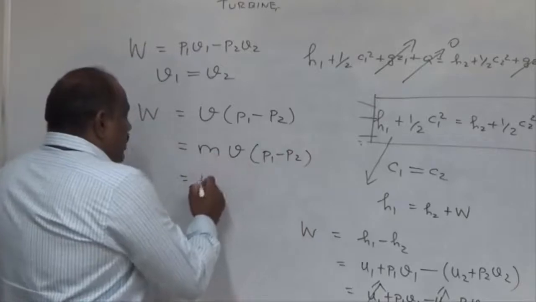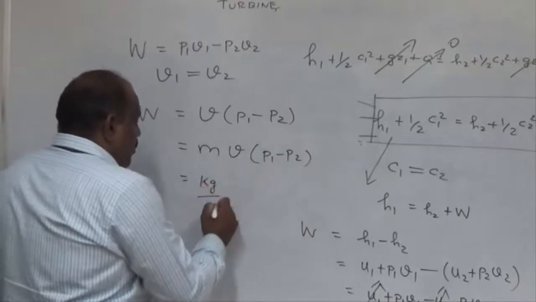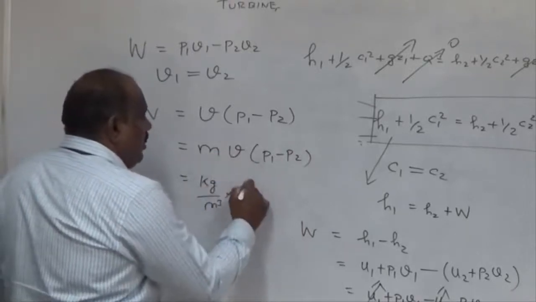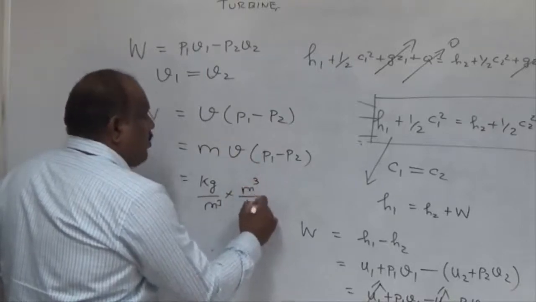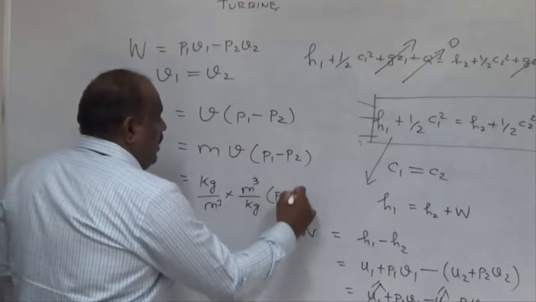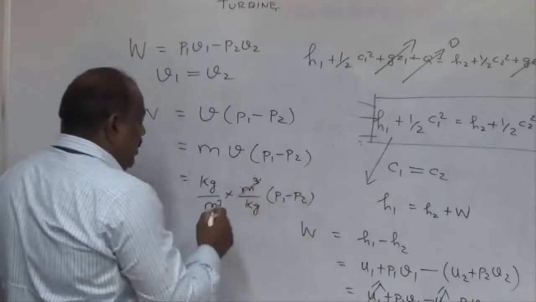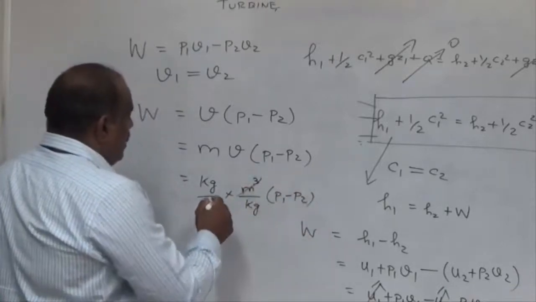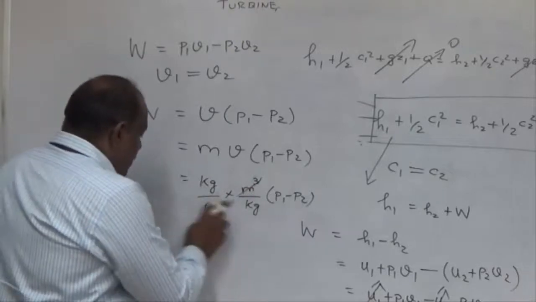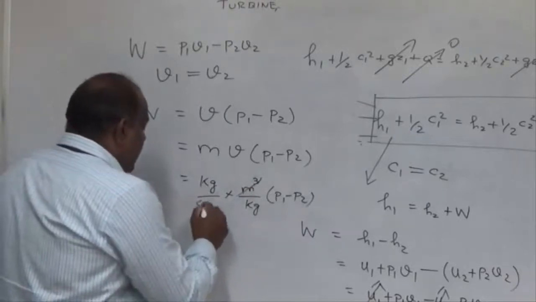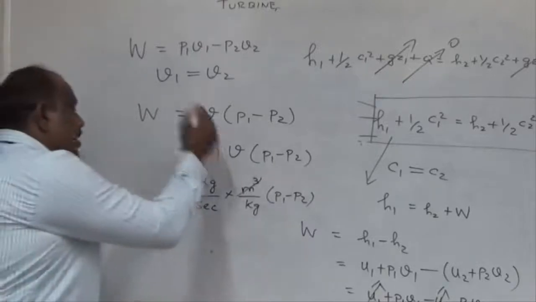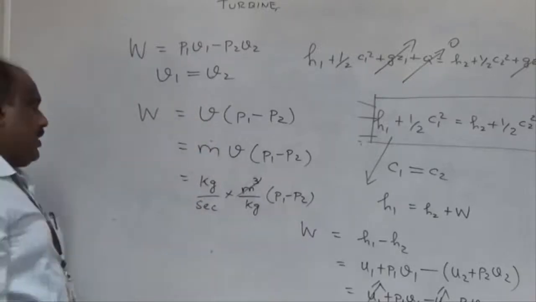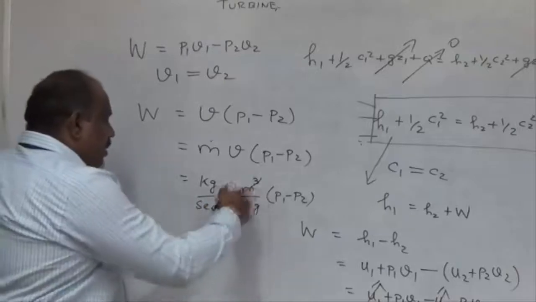What is the unit of mass? Kilogram. What is the unit of specific volume? Meter cube per kilogram. Very good. Into P1 minus P2. Let me assume the mass is in kg per second. It's not only mass, it's mass flow. Let us assume it is a mass flow, so it is kg per second.